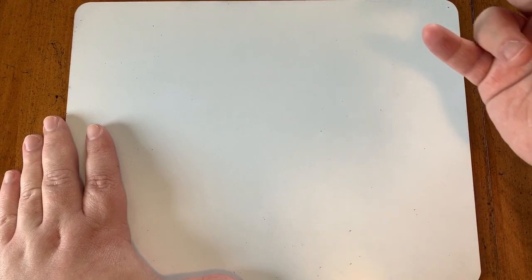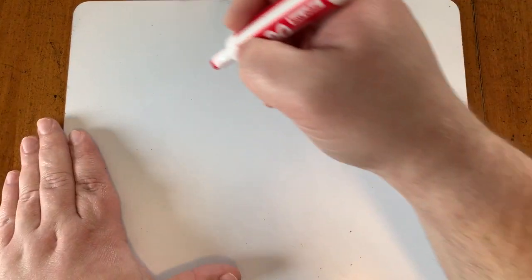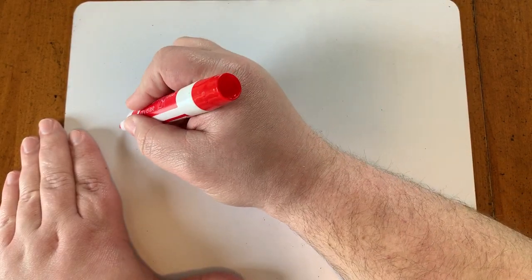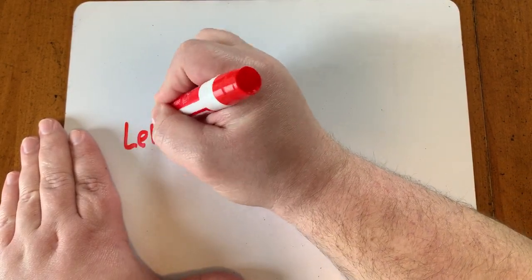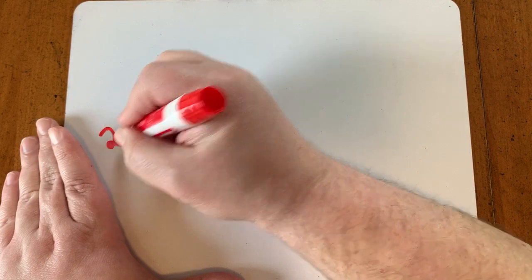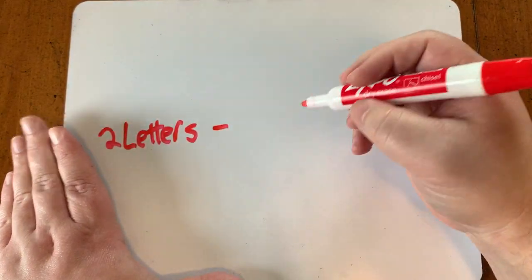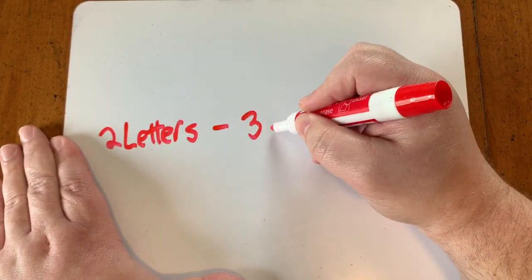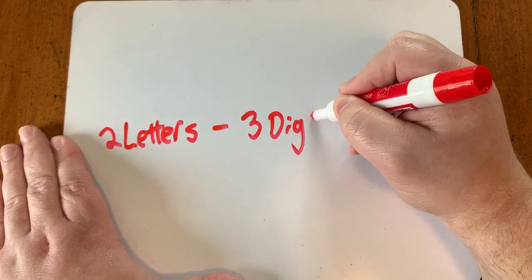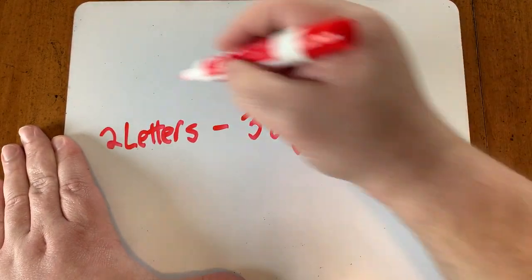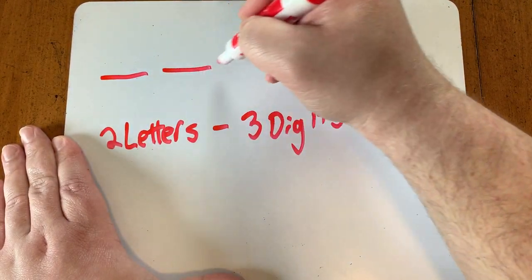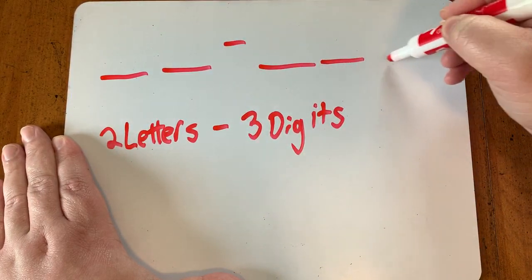So let's just take a very basic example. Back up until 2005, Rhode Island license plate numbers were 2 letters, followed by a hyphen, then 3 digits. So it was letter, letter, hyphen, digit, digit, digit.